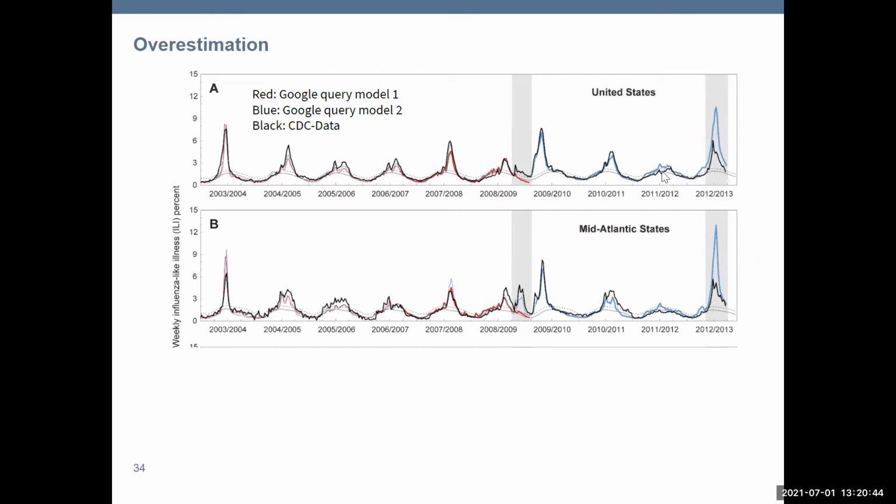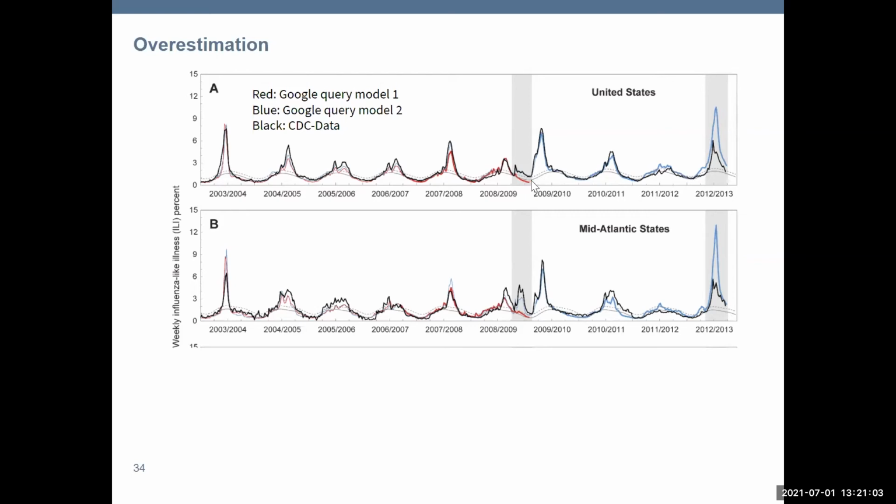And before that, so this was already the improved model that Google had made after their paper, and the red line is actually the first model that they had made. And this already had failed in the H1N1 bird flu epidemic in 2009. It completely missed it.